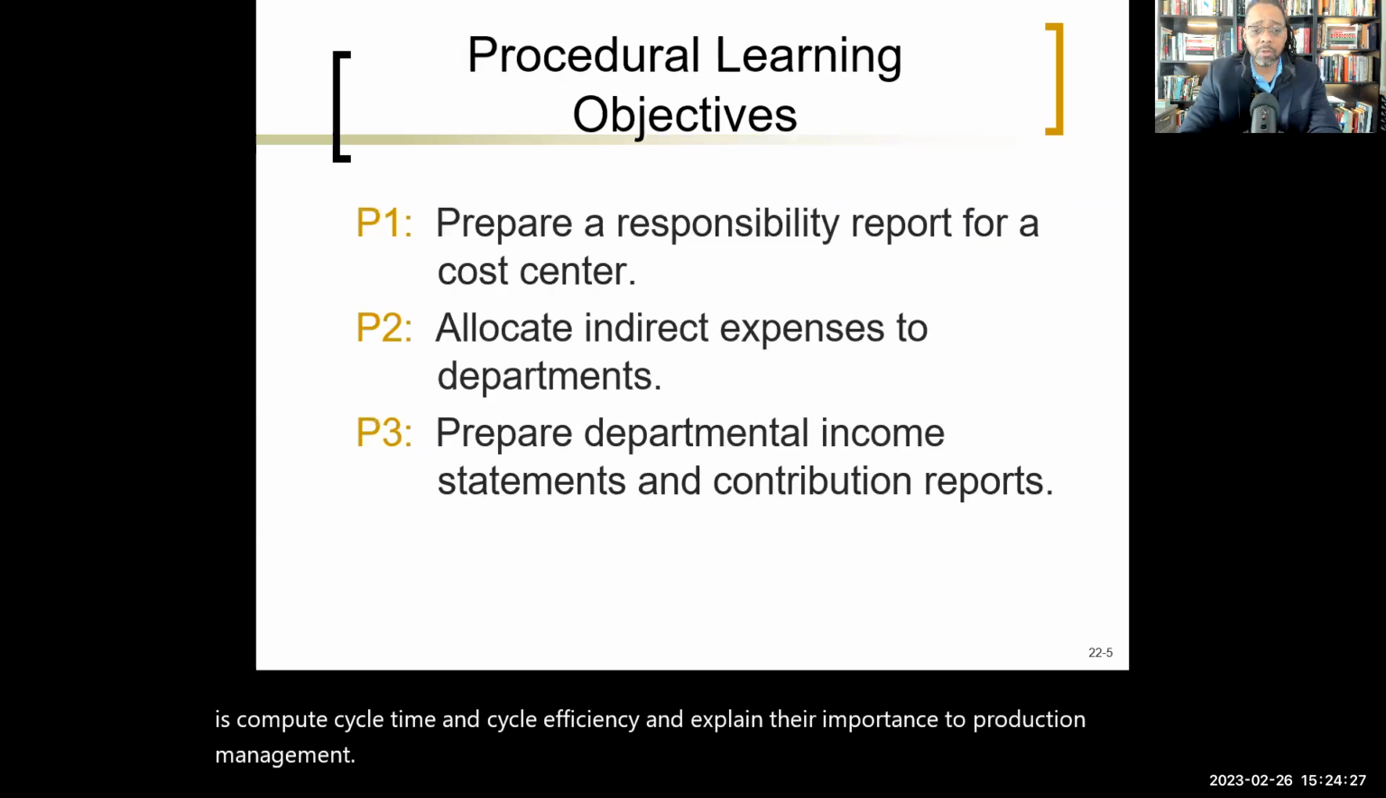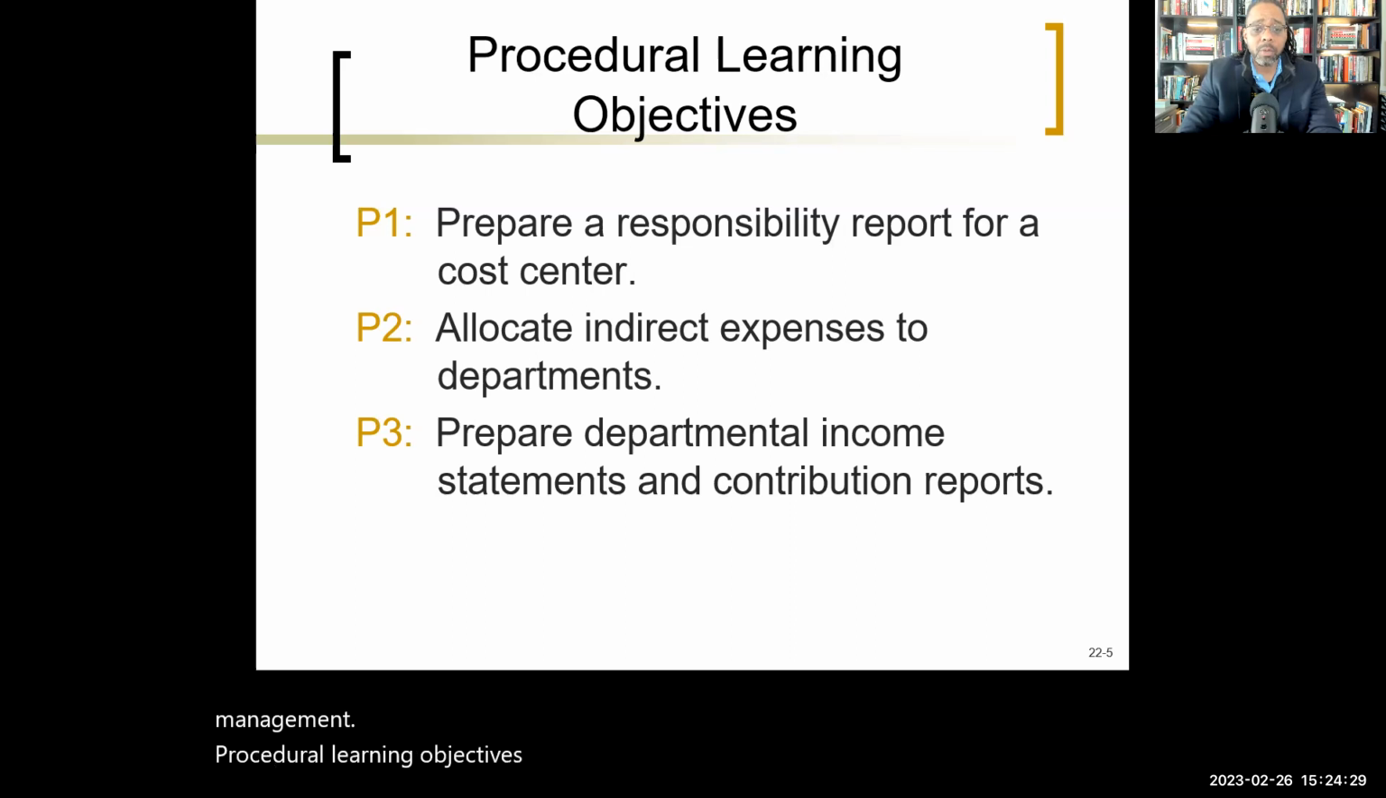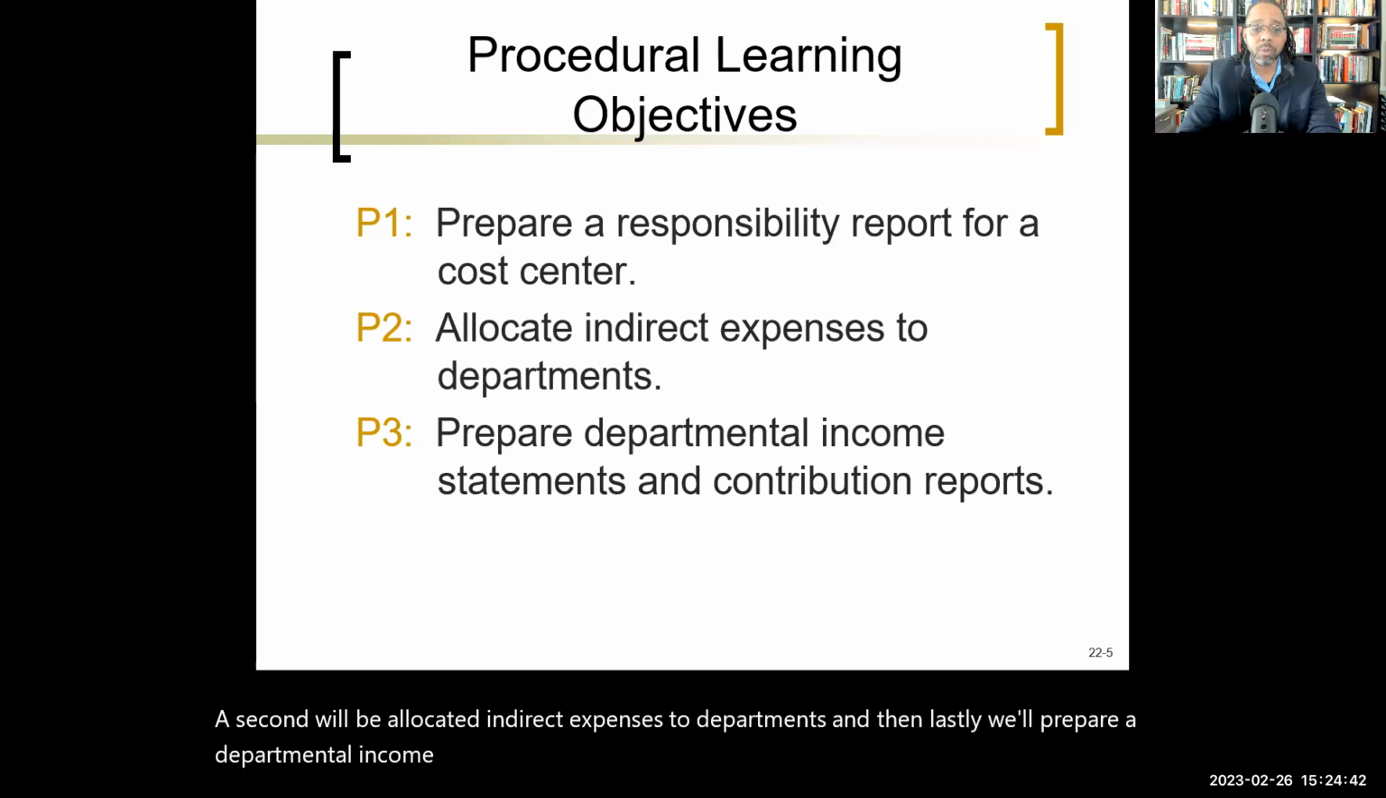Procedural learning objectives. The first one will be to prepare a responsibility report for a cost center. The second will be to allocate indirect expenses to departments. And then lastly, we'll prepare a departmental income statement and contribution reports.